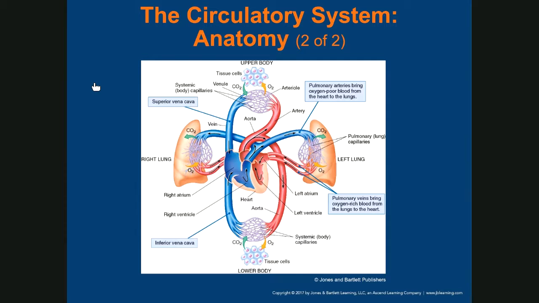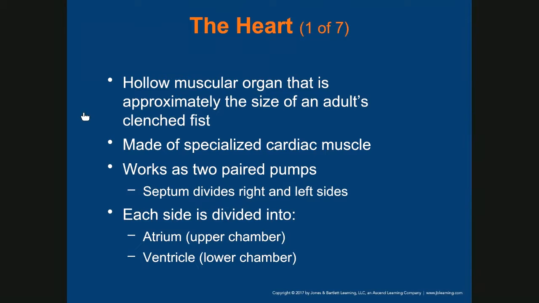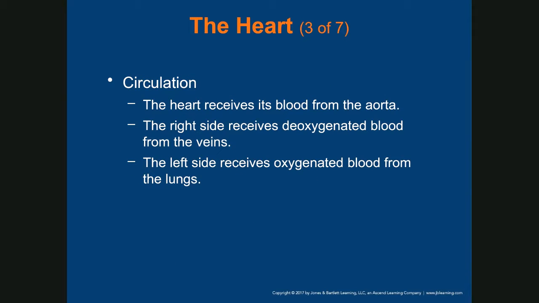All right, so let's zoom out. The right side receives deoxygenated blood from the veins. So I always said the right side is the dirty side and the left side is the clean side, right? The left side receives oxygenated blood from the lungs.